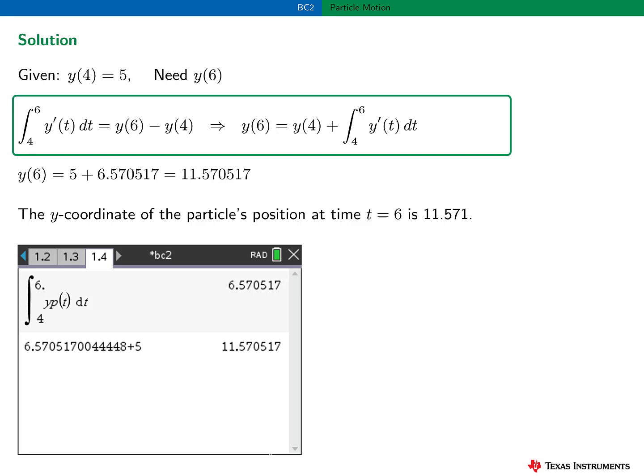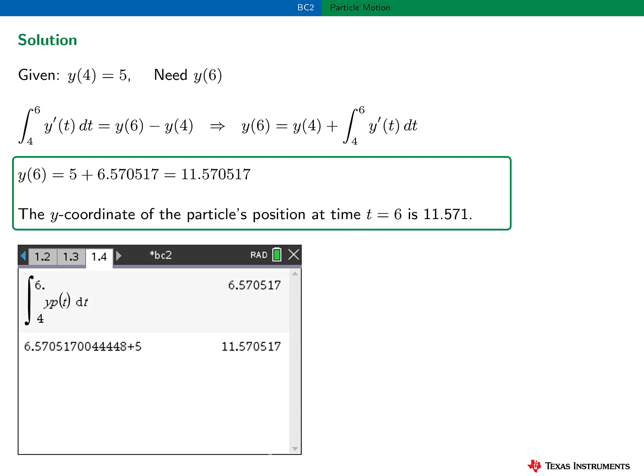Solve this equation for y of 6. And now we can interpret this equation as the y-coordinate of the particle's position at time t equals 6 is equal to the y-coordinate of its position at time t equals 4 plus its change in position in the y direction from 4 to 6. Now I'll use technology to evaluate the definite integral, and finally find the y-coordinate at time t equals 6 is equal to 11.571.